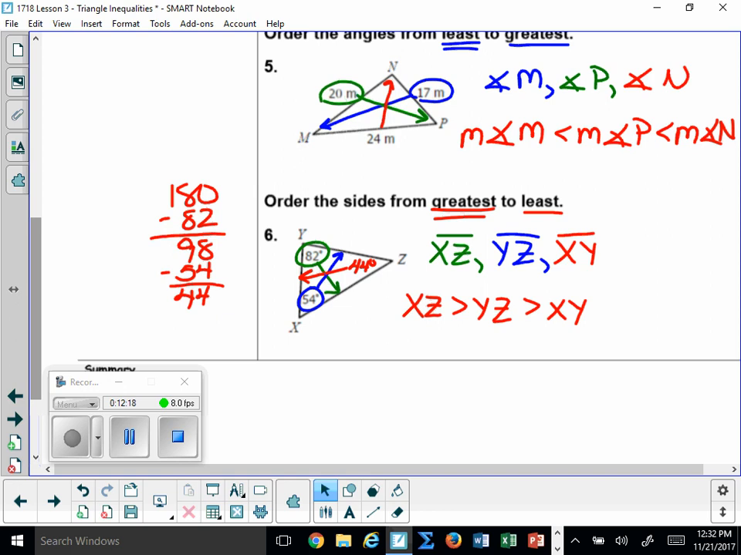All right, so at this point, take a minute to write a summary for me on how to order sides and angles and how to determine whether or not you have a triangle based on the side lengths.